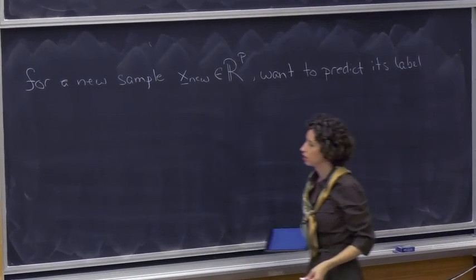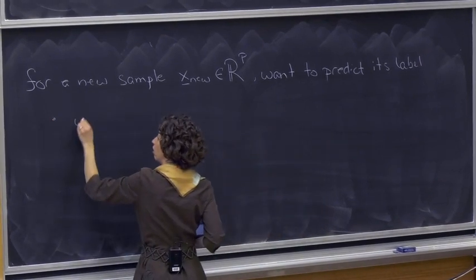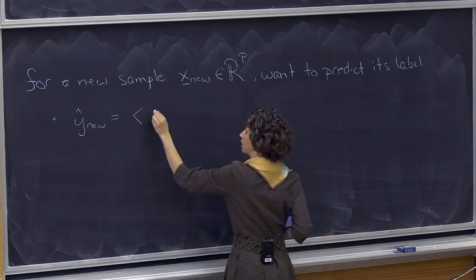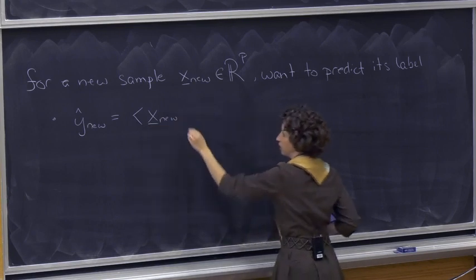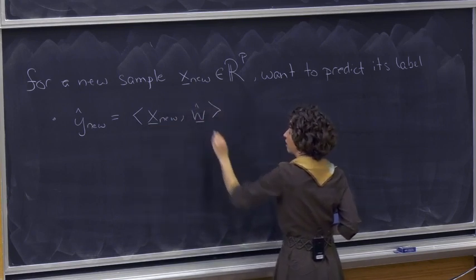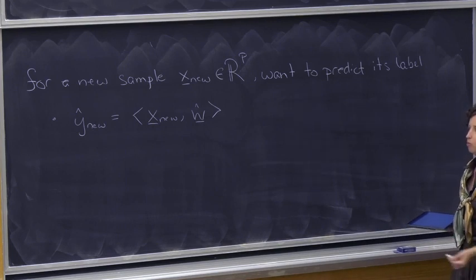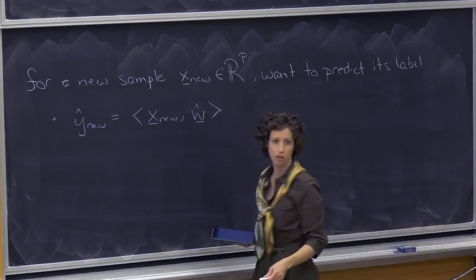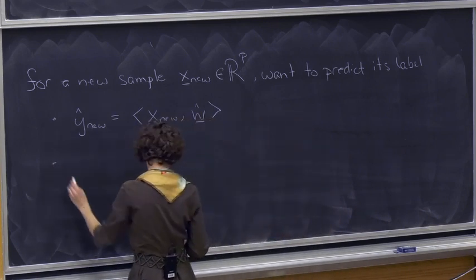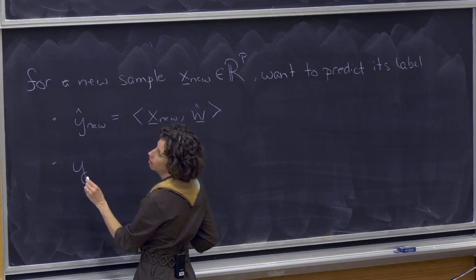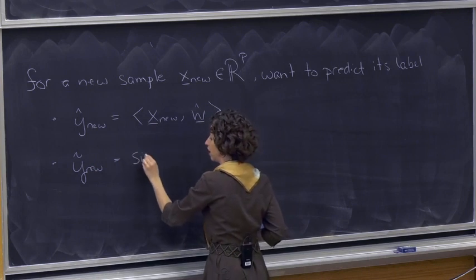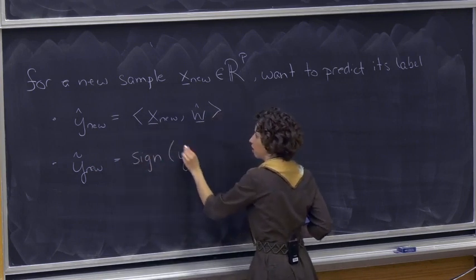So what are we going to do? We're going to say, first of all, y hat for this new sample is going to be the inner product of the feature for this new sample and this weight vector that we estimated using our training data. So we used our training data to find a good weight vector, and then we can now use that weight vector with our new feature to make a new prediction. And once we do that, then we can say that our y tilde new, so our actual predicted label, would be the sign, either a +1 or -1, of y hat new.